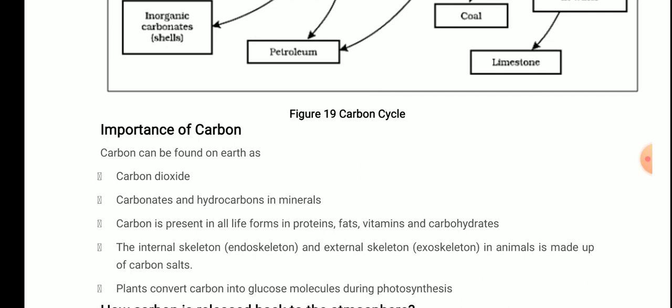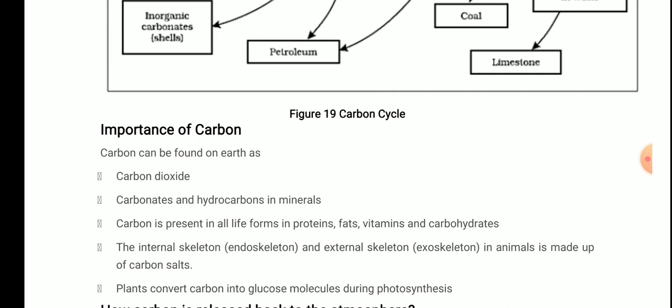Okay, next topic is the importance of carbon. First of all, how can carbon be found on earth? Let's see. First and the most important is carbon dioxide. The maximum amount in the atmosphere after nitrogen and oxygen, the 1% of gases that comprises, is carbon dioxide.